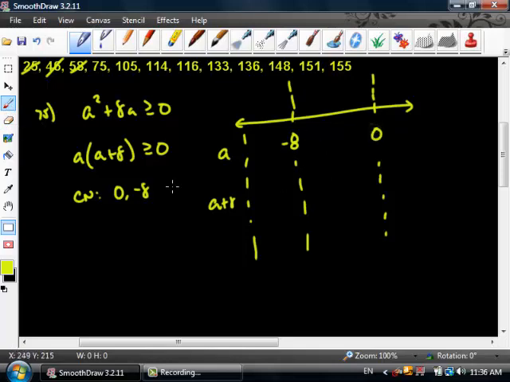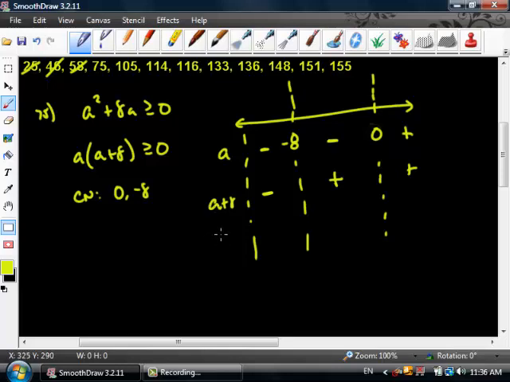I need a number smaller than negative 8, so that's negative 1,000. So that'll be negative and negative. In between negative 8 and 0 will be, say, negative 4. Negative 4 here is going to be negative. Negative 4 here is going to be positive. Beyond 0, it's going to be positive, positive. If I chose, say, a billion, a billion is going to be positive here, and then positive here.